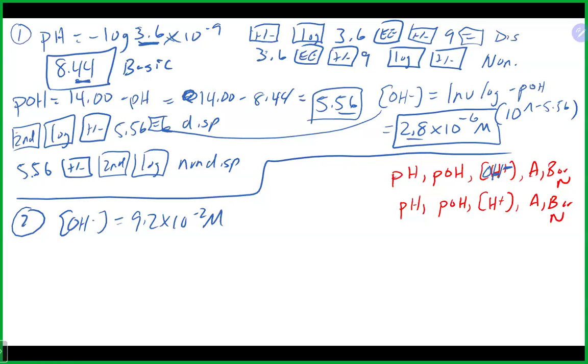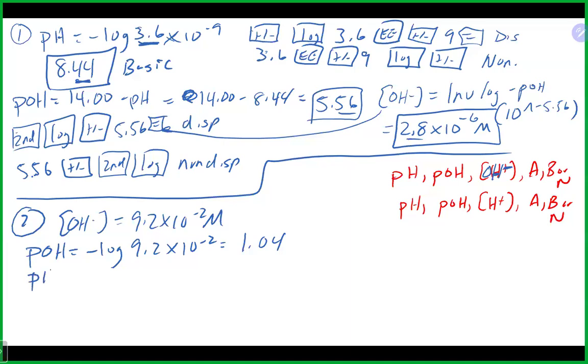Now, in this situation, we have the hydroxide concentration given to us. So once again, we could use Kw to get the H plus, or we could just get the pOH. So I'm going to go pOH first. So pOH is going to be negative log of 9.2 times 10 to the minus 2. Maybe hit the right button would work probably better there. 9.2 negative 2. There we go. Looks like a 1.04 for the pOH.